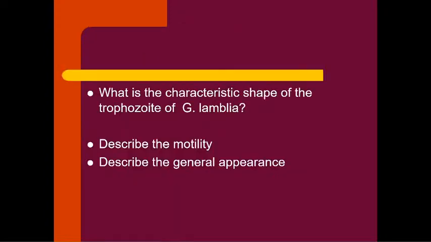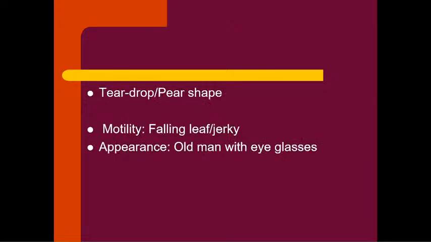Giardia lamblia, this one, I think we ended here earlier, right? So, describe the motility, falling leaf motility or jerky motility. Appearance is an old man with eyeglasses. Okay, that's the basic appearance of it.